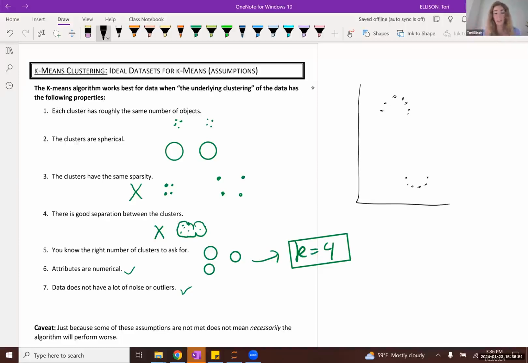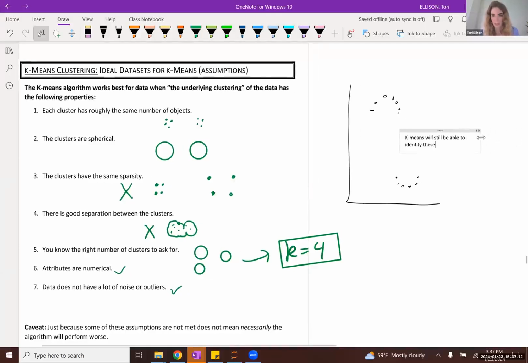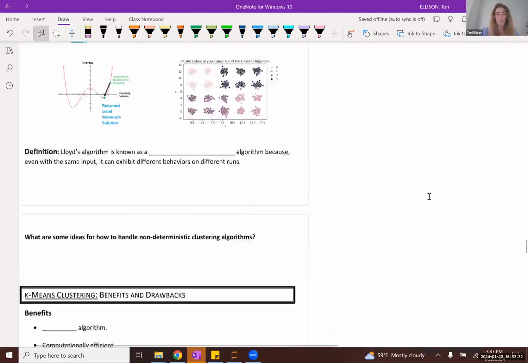So for instance, what we're going to explore in Unit 2 is that even though a data set such as this does not meet all of the ideal k-means clustering specifications, it is actually going to be the case that k-means will still be able to identify these two clusters, even though they are not spherical. One of the reasons, as we'll see, is that these two clusters are so well separated, k-means will still be able to effectively identify them. But that's something that we'll explore in Unit 2.